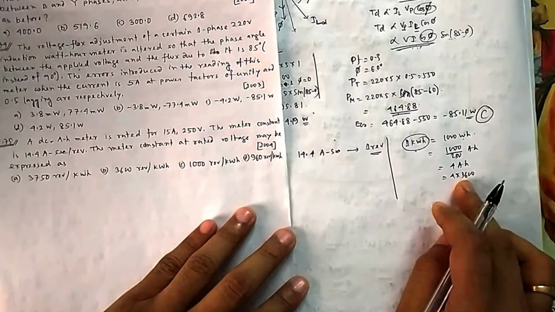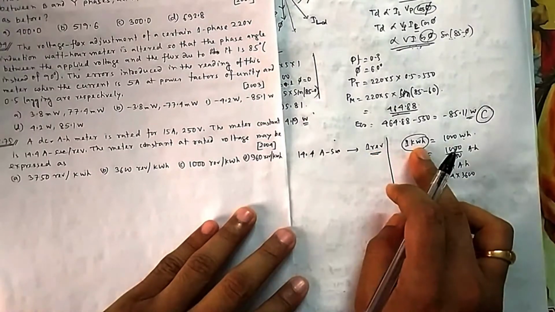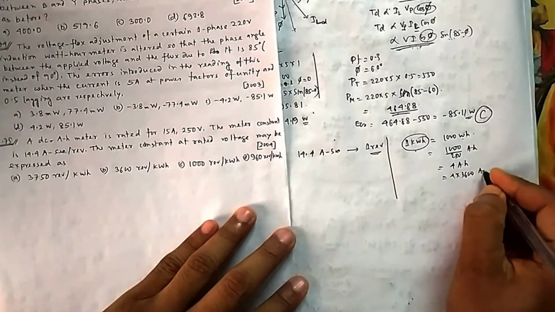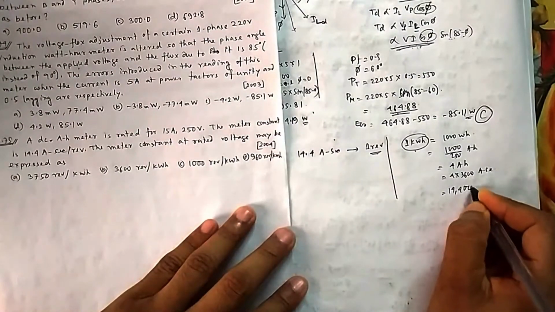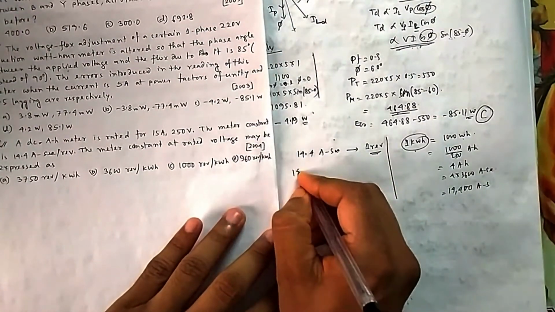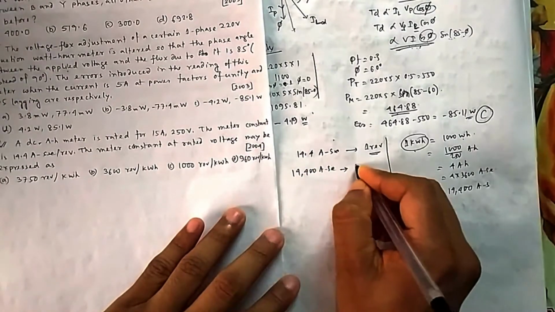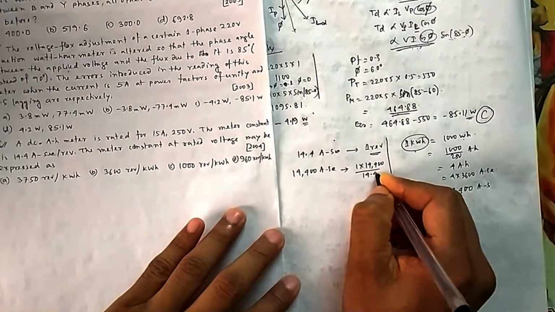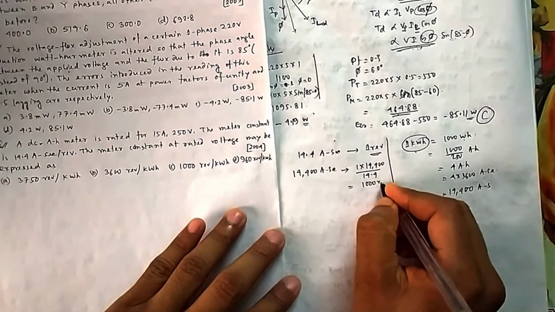So let me calculate how much ampere second there is. Then we will find how many revolutions. Then we will say this many revolutions per 1 kilowatt hour, because we are doing it for 1 kilowatt hour. So it is 14400 ampere second. For 14400 ampere second, how many revolutions will it take? 1 into 14400 divided by 14.4. So it will be 1000 revolutions.